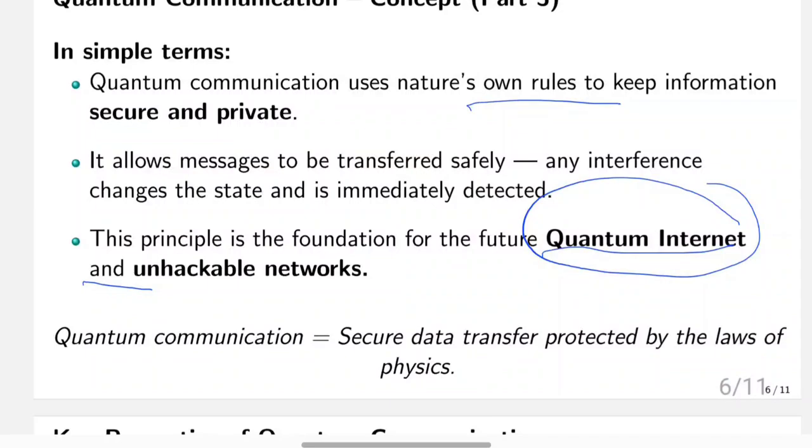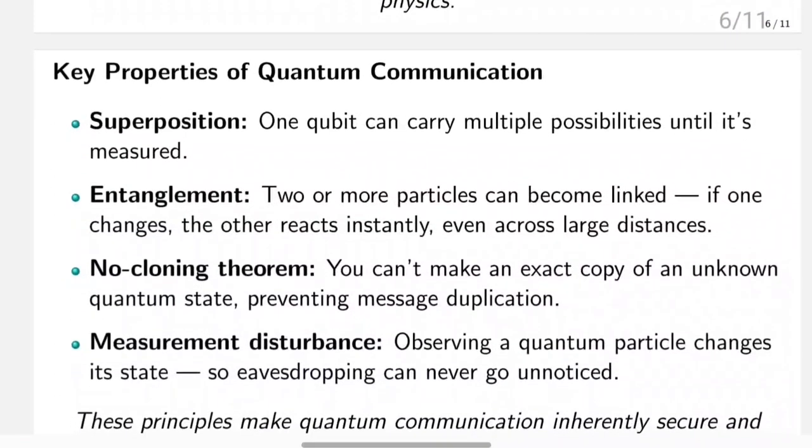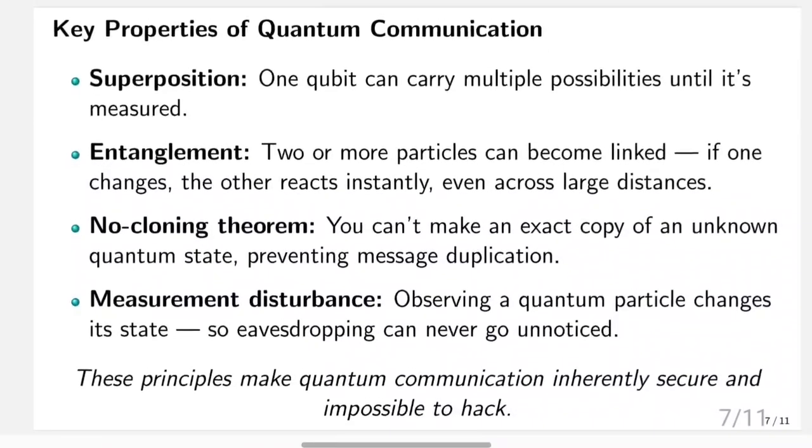Now we have some key properties. I think you already know all those properties. The first one is superposition: a qubit can represent many possibilities at once. We call it superposition. The second one is entanglement. What is entanglement? Two particles can be linked.